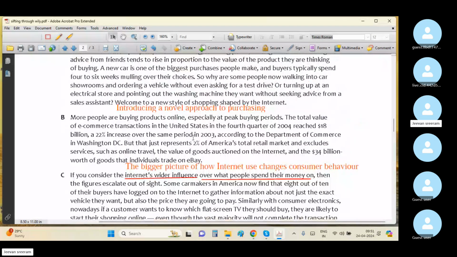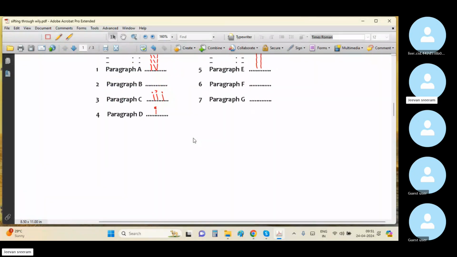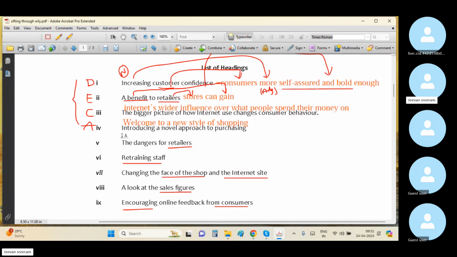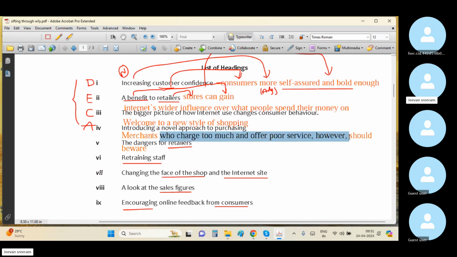You should be able to improve your understanding ability, comprehension skills, right? Primarily. Merchants who charge too much and offer poor service, they are going to be in danger. They are going to be in dangers, problems, issues. Should beware. Beware means be alert. Be alert is a kind of danger here. Merchants is equal to retailers. Please observe the synonyms he used. For merchants, he used retailers. For stores, he used retailers.